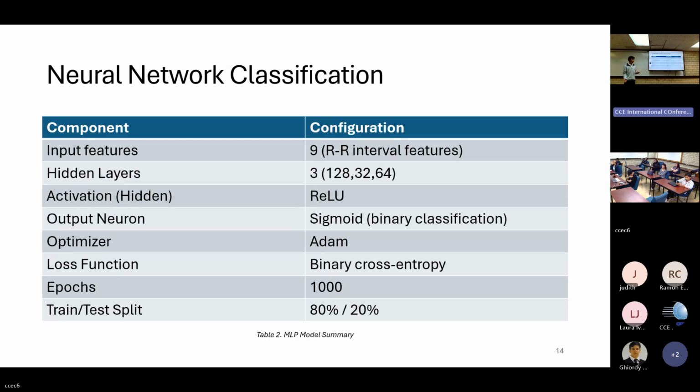We used a multi-layer perceptron with these input features, the nine RR interval features I mentioned. We used 3 hidden layers of 128, 32, and 64 neurons each. The activation function was the ReLU, the rectified linear unit. The activation function for the output neuron was the sigmoid for binary classification. We used the Adam optimizer and binary cross entropy for the loss function. We trained this neural network with 1,000 epochs, and we divided the subset into train and test split of 80 and 20% each.